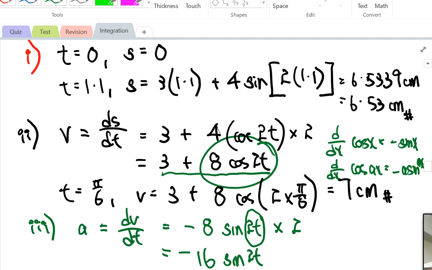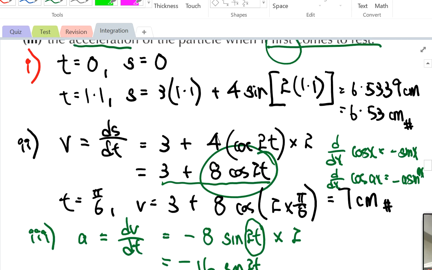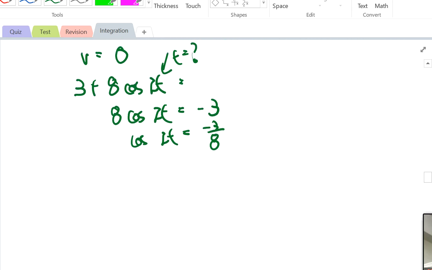Okay, there's a keyword, first. So I only want the very first timing. I don't want a lot of answers. I only want the very first answer. So don't worry about first cycle, second cycle. I only want the very first answer. Once I come to a single trigo term, what is the next step that I need to do to solve for this? What is the next step?